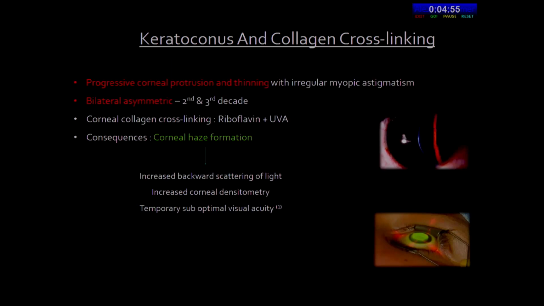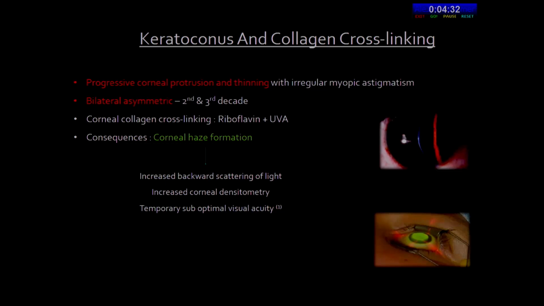So, as we all know, keratoconus is a progressive corneal disease associated with corneal protrusion and thinning that leads to irregular myopic astigmatism. It is usually bilateral but asymmetric, presenting to us mostly during the second and third decade. And for mild to moderate keratoconus cases, we usually prefer doing collagen cross-linking using riboflavin and UVA light.